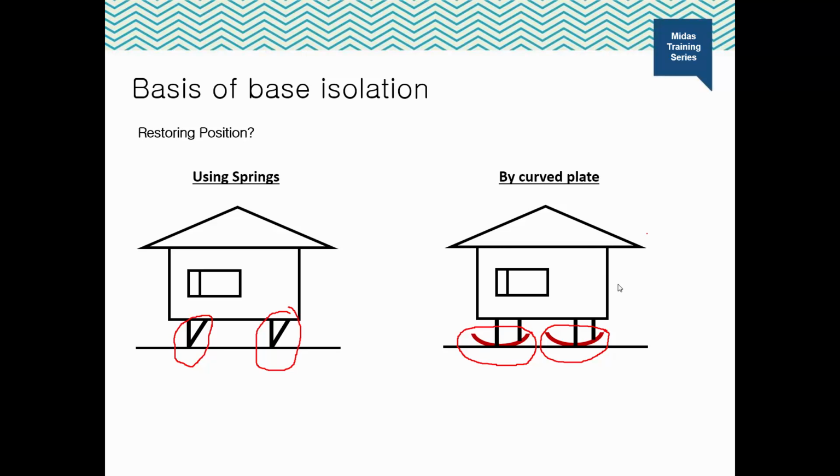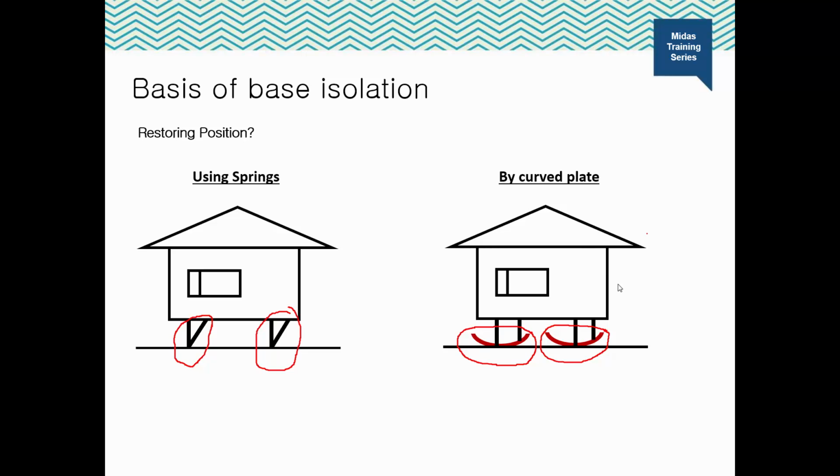One very important aspect of base isolation is that we should be able to restore the structure to its original position after the earthquake. If we do not restore the structure to its original position after the earthquake, then the idea of base isolation will not be practical. For the structure to come back to its original position, we have to simulate a restoring force during the movement of the structure. Now, this restoring force can be created in two ways.